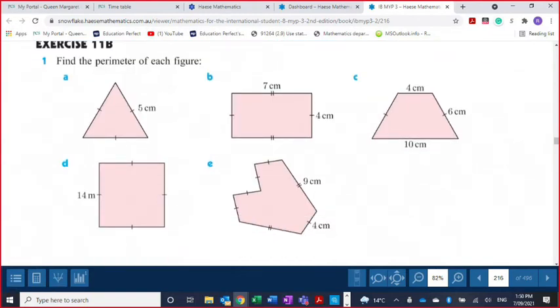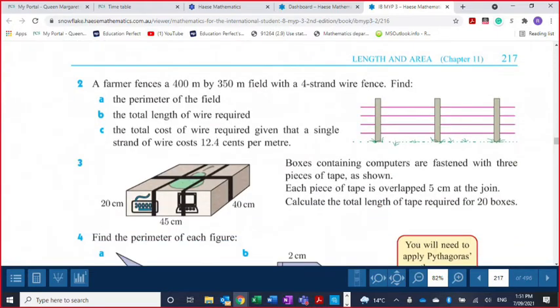You just have numbers. Remember the symbols. Everywhere there's a single line, that means they're all 4 centimeters. If there's a double line, that means a double mark, that means those are all 9 centimeters, etc. And all of these are pretty straightforward. They have matching units as well. Okay?